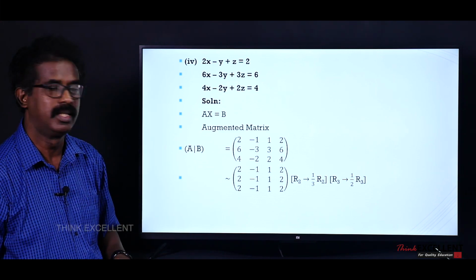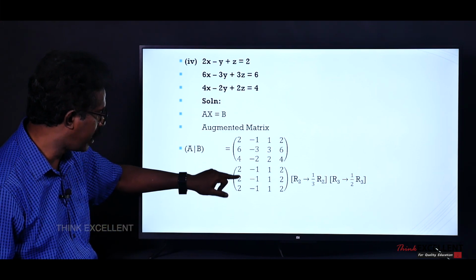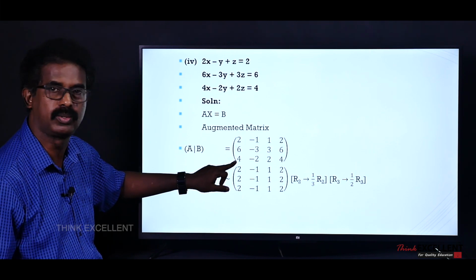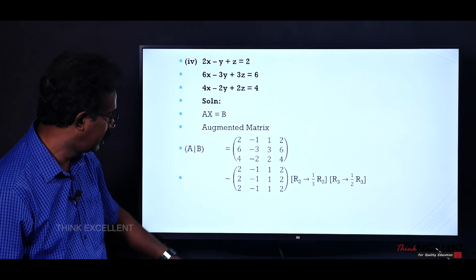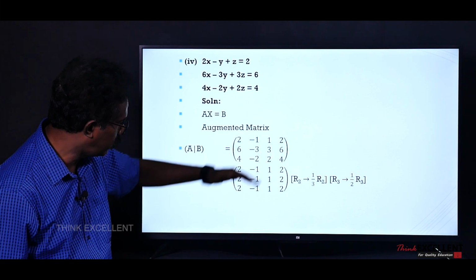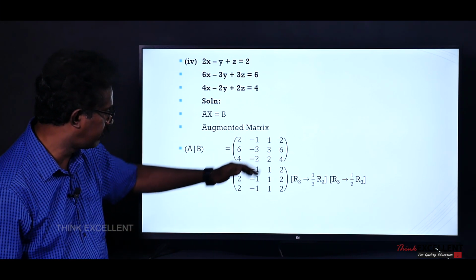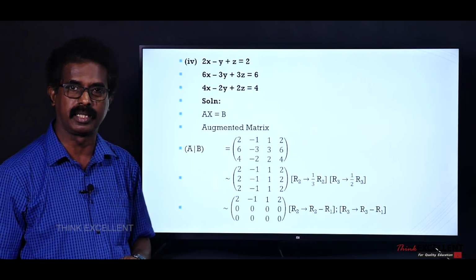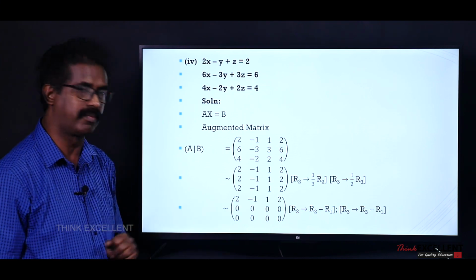Everything same. So now you can make it a 0, 2 minus 2. Make it a 0, 2 minus 2. First row write as it is. Second row is second row minus first row. Third row is third row minus first row. You will get a beautiful matrix like this. It is in echelon form.